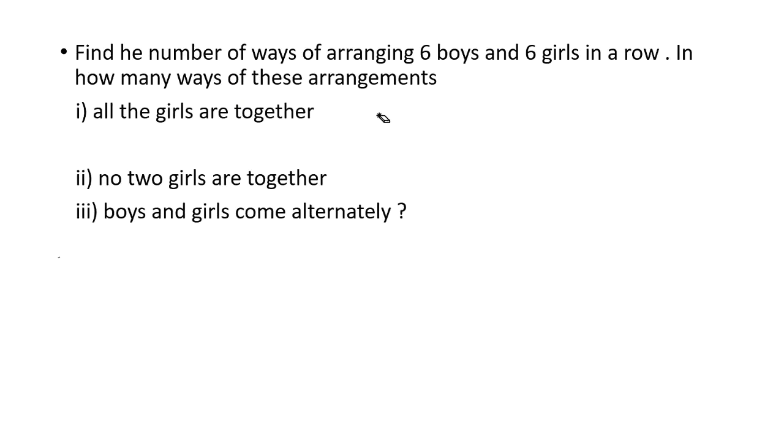Next we have an interesting problem. Many people make mistakes in understanding this problem, so I encourage the students to spend some time on understanding this problem. Okay, so first let me read the problem. In how many ways can we arrange 6 boys and 6 girls in a row? In how many of these arrangements are all the girls together? No 2 girls are together? Boys and girls sit alternately? So they have asked us to find these 3 arrangements.